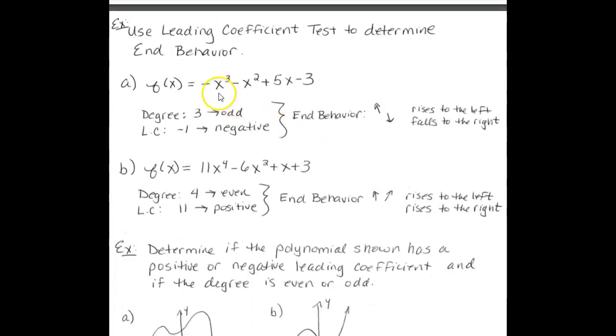So the first few examples are just indicating end behavior. For this polynomial function, we have a degree of 3 and a negative coefficient. So if the degree is an odd number, 3 is an odd number, and the coefficient being negative 1 is a negative number, our end behavior would be, for the odd degree negative case, rises on the left, falls to the right.